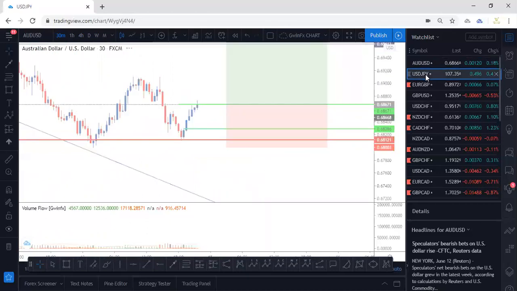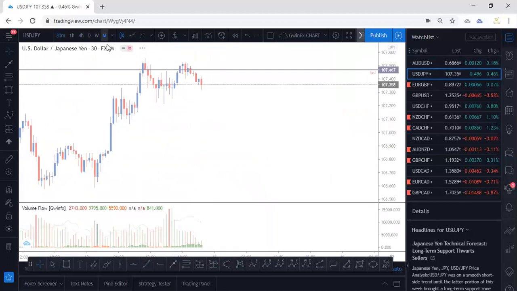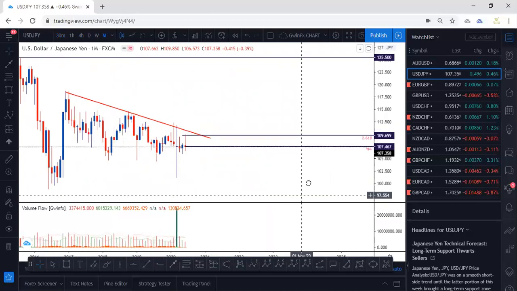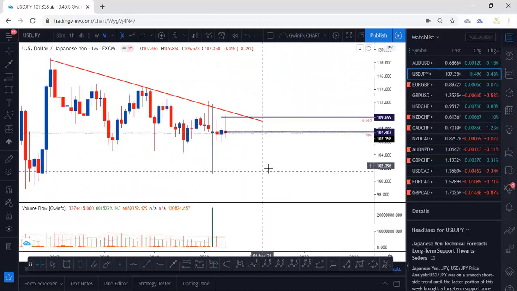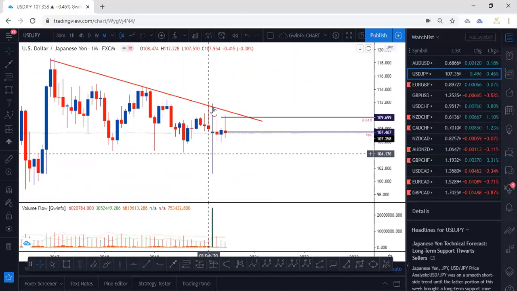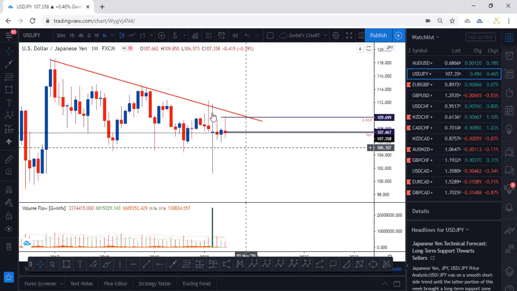So let's look at the USD JPY, what we have from the USD JPY, and how we can set up a trading plan for next week. Currently, price is around a very key area here, because since we had this massive candle here, everything has really gone sideways. I would like to use that word, sideways, for now.